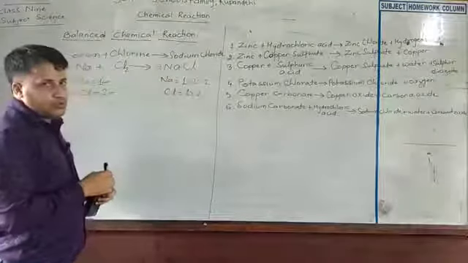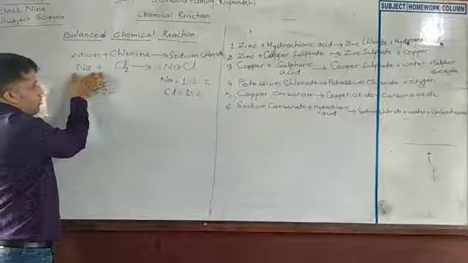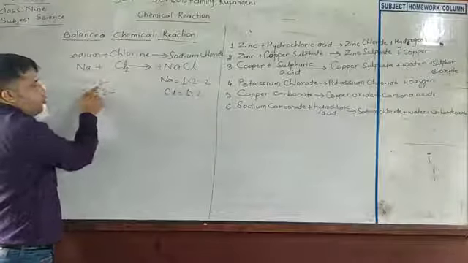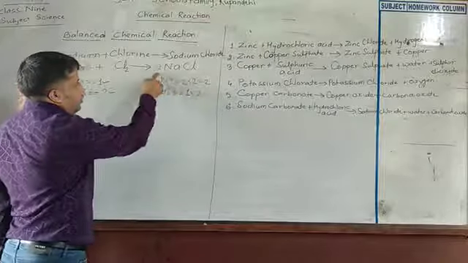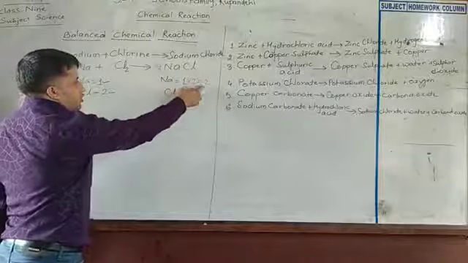Now again we have to see whether the metal is balanced or not. So is sodium balanced here? No, here it is 1. After keeping 2 here to balance chlorine, sodium has changed and it has become 2 here.